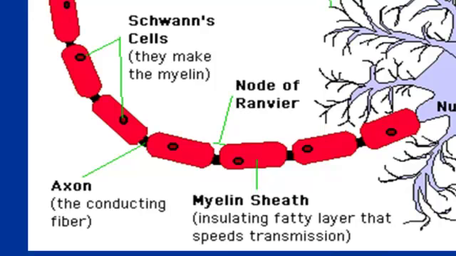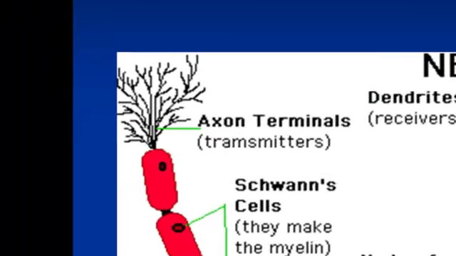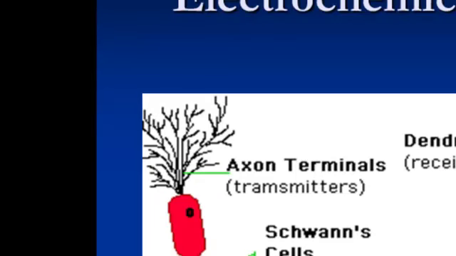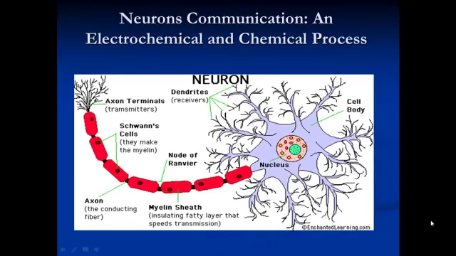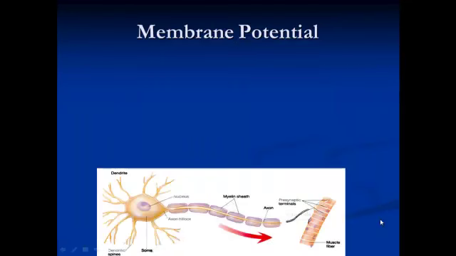And you have the nodes of Ranvier. These are little empty spaces along the axon where there's not myelin. And finally, we get to the terminal end, and these can branch out just like dendrites do. So the signal is sent both electrically and chemically, and we're going to look at how.